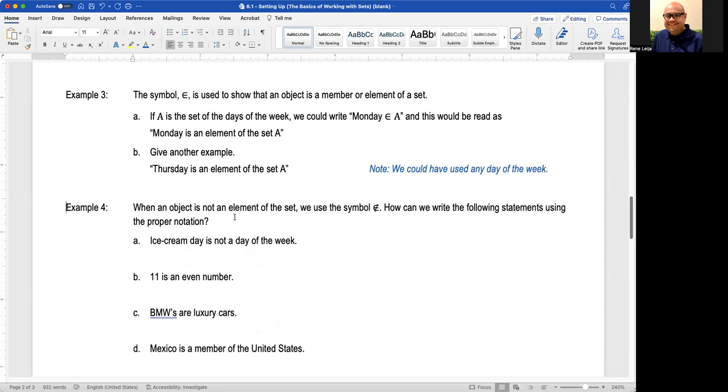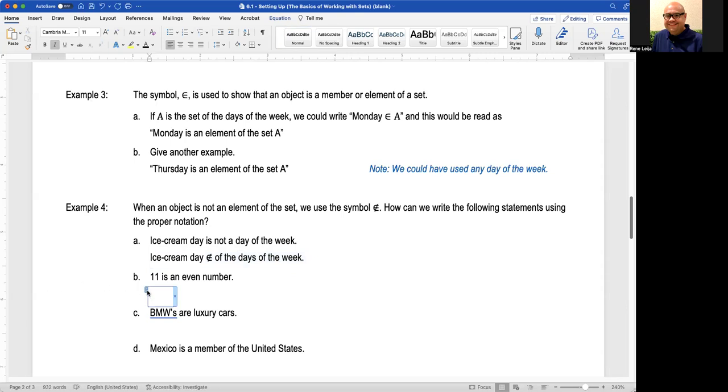All right, now when an object is not an element of the set, we're going to use the symbol that's the E except with a line through it. Okay, so that means it's not an element. How can we write the following statement using proper notation? Well, for part A, we know that ice cream day is not a day of the week, so we just say ice cream day is not an element of the days of the week, and that's it. That's all you have to do.